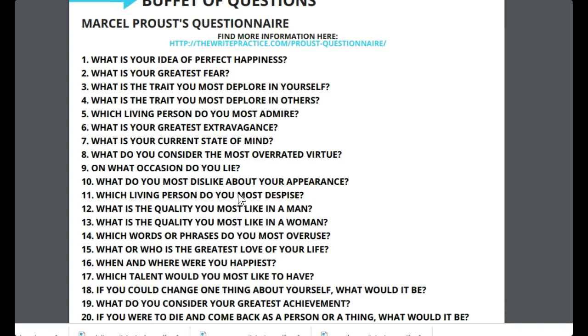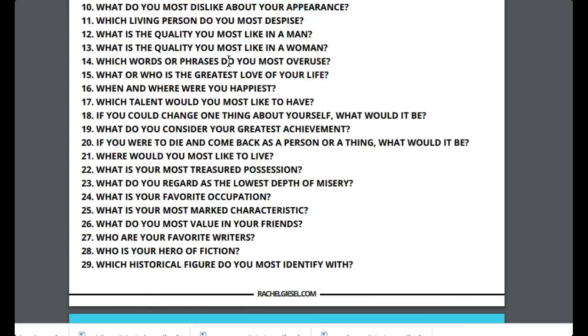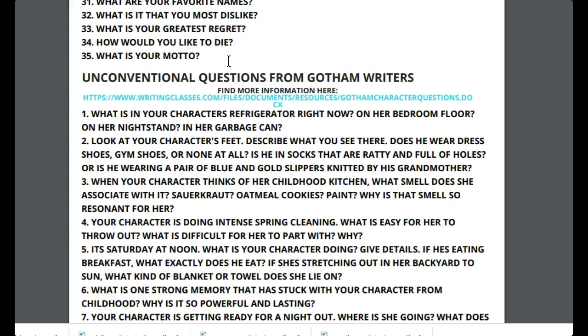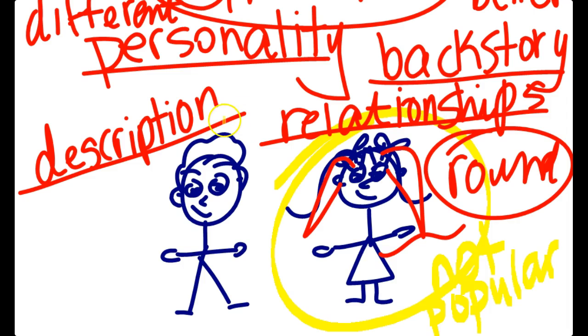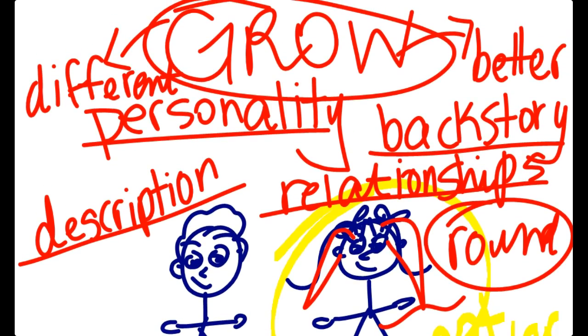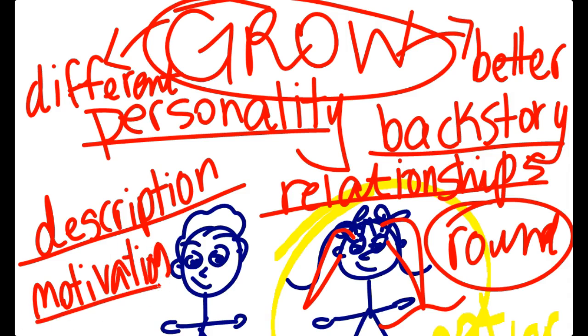These are just some suggestions. What's your character's idea of perfect happiness, for example. And you don't have to describe all of these things like your character's feet and all of these things in great detail in advance. But you do want to have some idea of your character's, again, description, motivation, personality. Let's put motivation here. Let's put it in red. Motivation, personality, backstory, relationships. And that's what's going to make your character round.